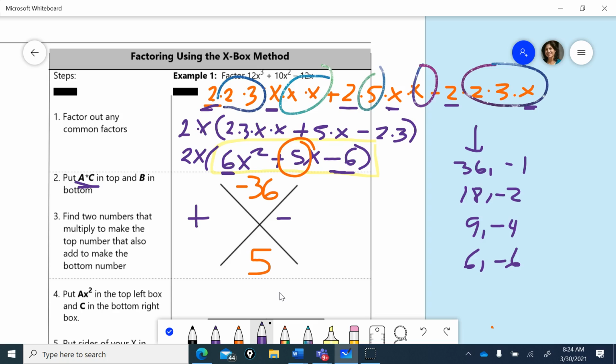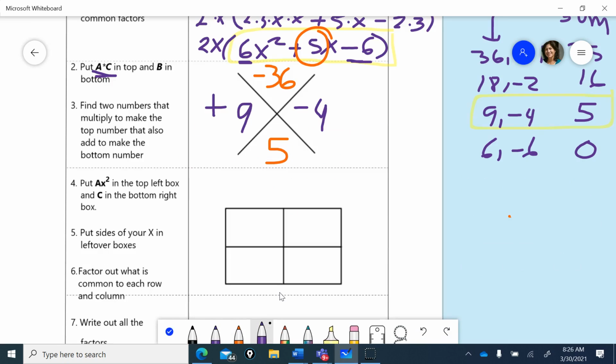Okay, let's add those two numbers. 36 plus negative 1, 35. 18 plus negative 2, 16. 9 plus negative 4, 5. 6 plus negative 6, 0. I found my numbers. So the numbers that I was looking for were 9 and negative 4.